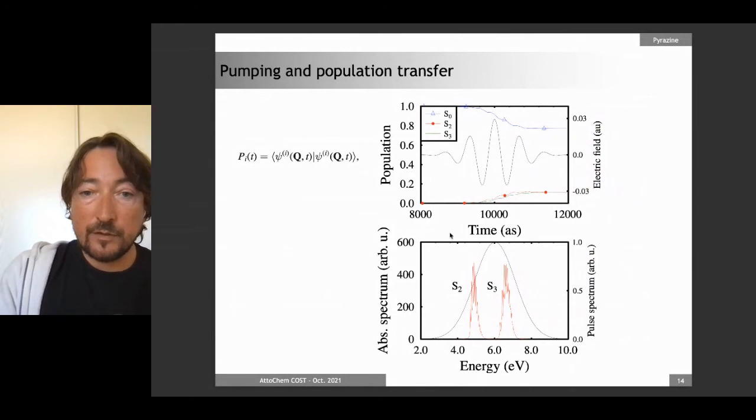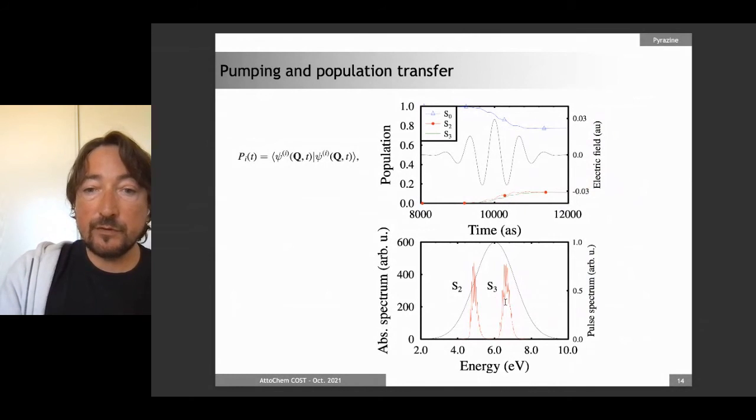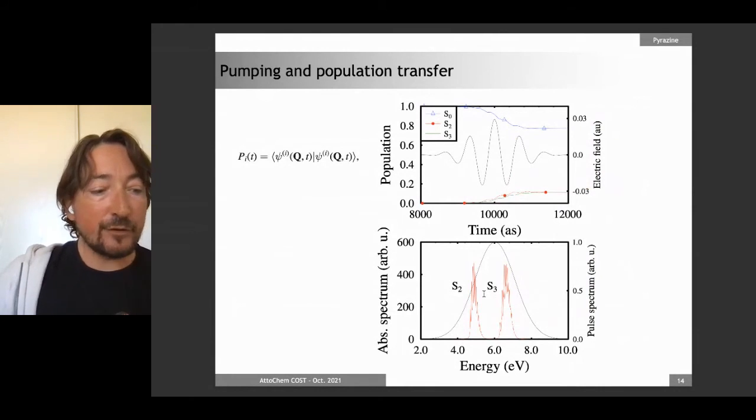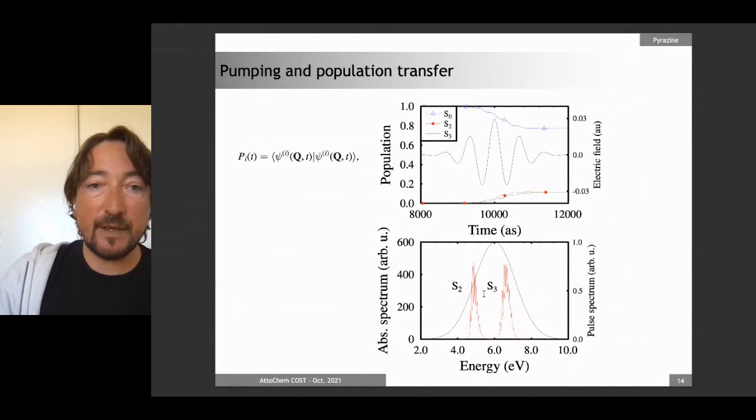Here on the bottom line, you see the spectral envelope of the pulse, and the absorption spectra of the two states, to show you again that we really populate those two states with such a pulse. Now, I told you we are interested in coherence and electronic wave packets.